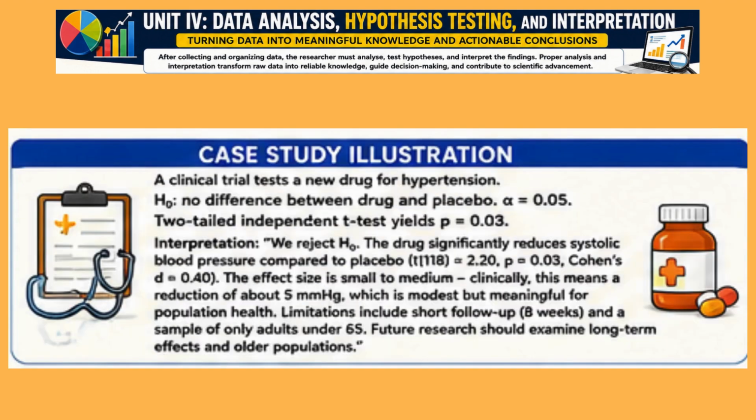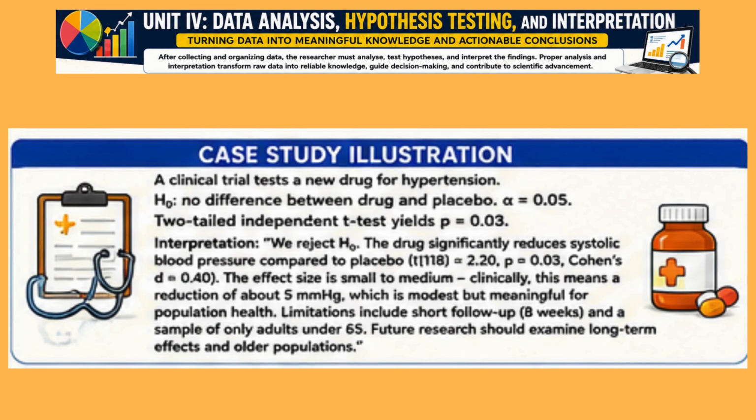Case study illustration. Consider a clinical trial designed to evaluate a new medication for hypertension. The null hypothesis states that there is no difference between the medication and a placebo. The significance level is set at 0.05 and an independent samples t-test is conducted. The analysis produces a p-value of 0.03. Because the p-value is less than 0.05, the null hypothesis is rejected.